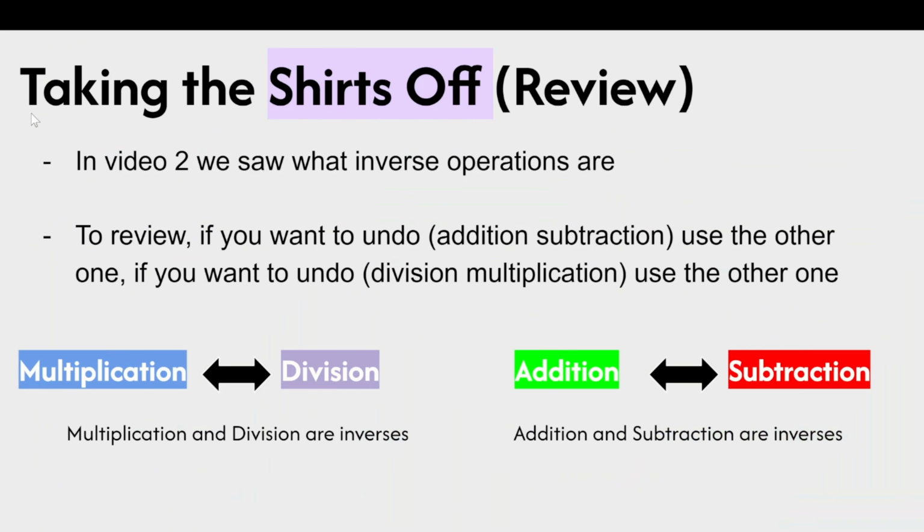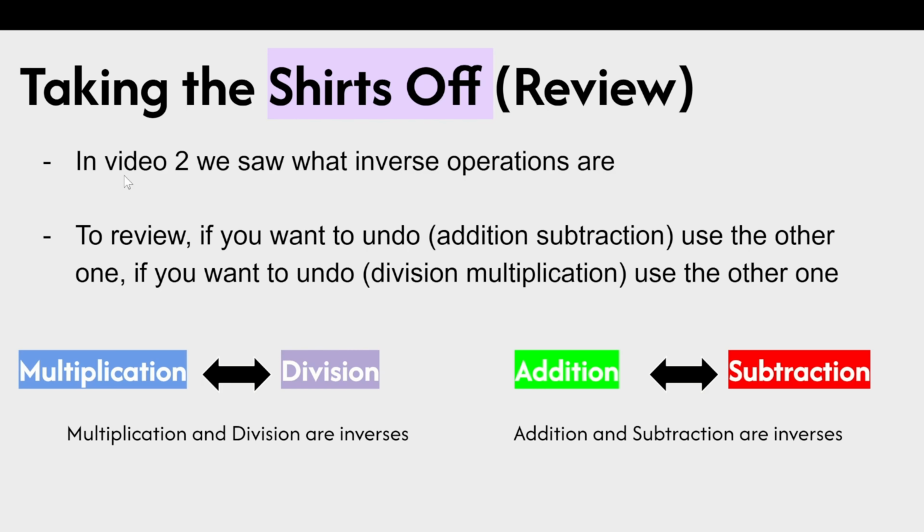Okay, so now we're going to move on, and we're going to look at how we can take the shirts off. Remember, you want to find your favorite shirt. You want to find the shirt that you want to see. So when we're talking about equations, the shirt that we want to see is x. We want to know what x is.